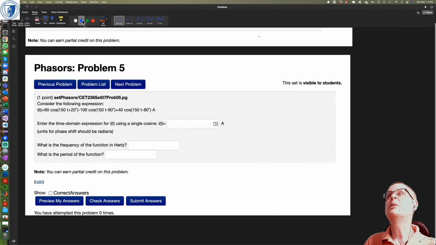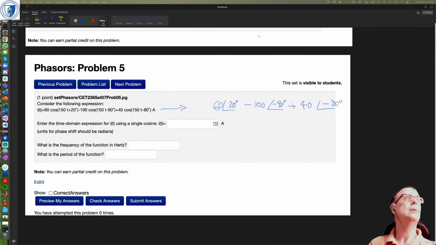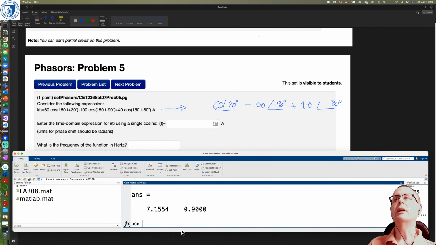Okay, problem 5. We've got this. So basically what we've got to do is that addition. So it's going to be 60 angle 20, 60. I wish I could write it, it'd be wonderful. Angle 20 degrees minus 100 angle minus 90 degrees plus 40 angle minus 80 degrees. Okay, so we need to do that summation in Matlab. Well, we can do it on a calculator as well, but I don't want to spend more on a simulator of a calculator than on the calculator, and you can't see my calculator. My webcam isn't great, so it doesn't show the calculator well.